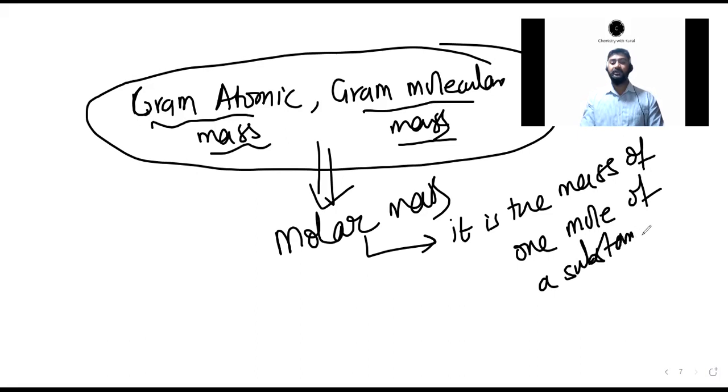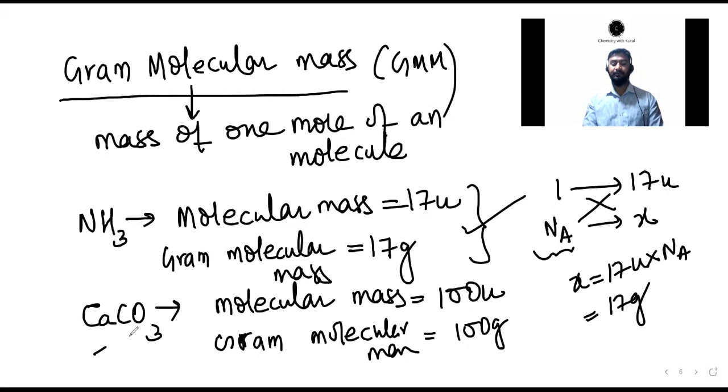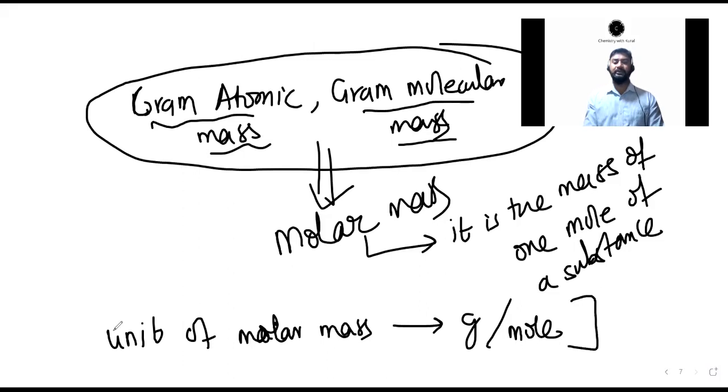And what is the unit of molar mass? The unit of molar mass is gram per mole. That means these many grams in 1 mole. Like for example, what is the gram molecular mass of calcium carbonate? 100 gram per mole. Meaning in 1 mole, 100 grams. In 2 moles, 200 grams. 5 moles, 500 grams. 10 moles, 1000 grams. This is the unit of molar mass.